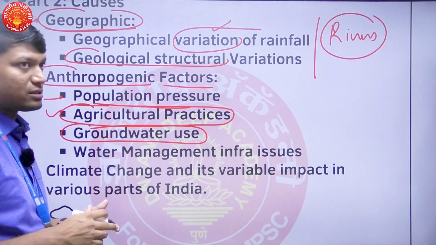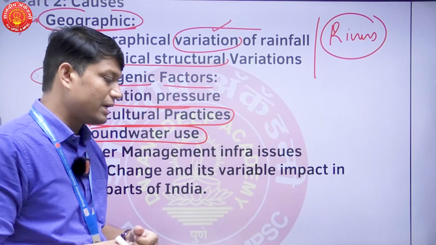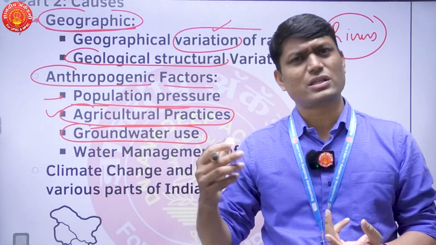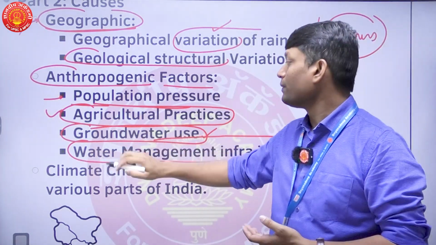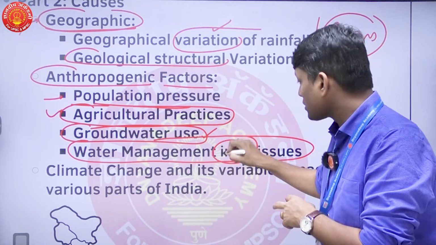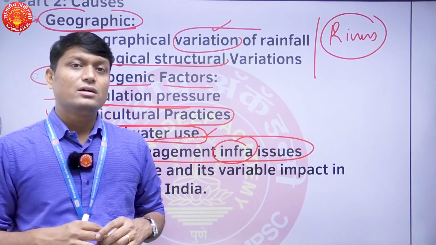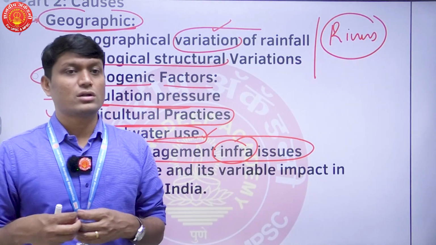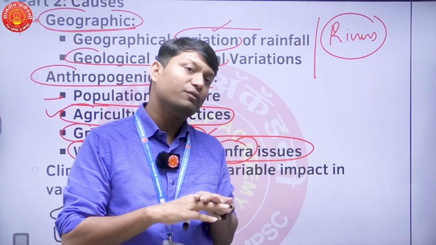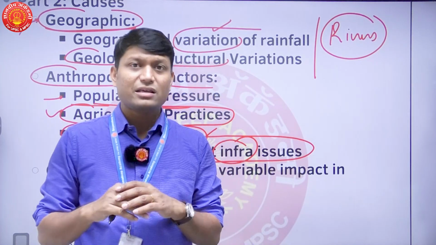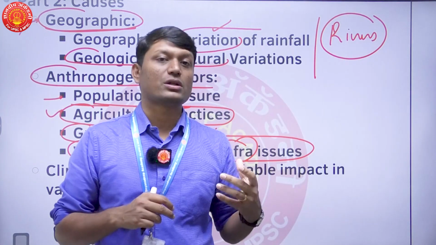Groundwater use also differs, again because of geographical factors. A lot of groundwater is extracted in the western parts of the country. The same is not the case in the eastern parts. Water management is again an issue. When it comes to infrastructure for storing water, in the eastern parts, the northeastern parts, or some hilly areas, not enough infrastructure has been built. And as there is no infrastructure to store flowing water, it builds up into water stress.